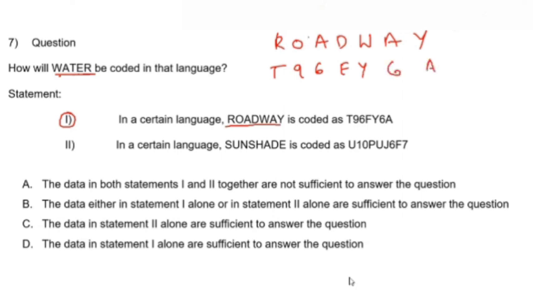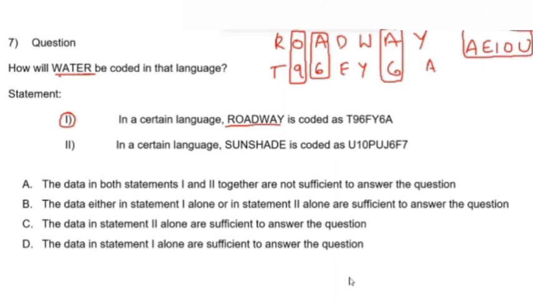Roadway is coded as T96FY6A. Guys, if you properly observe, some letters are coded as numbers, some letters are coded as letters itself. Now keenly observe which letters are coded as numbers. A is here, O is here. Now what are A, O, E? Those are vowels. A, E, I, O, U. Vowels are coded with the numbers. That means A is coded as 6, O is coded as 9. If A is 6, E is 7, I is 8, O is 9, U is 10. Now understood, the codes for vowels are 6, 7, 8, 9, 10.